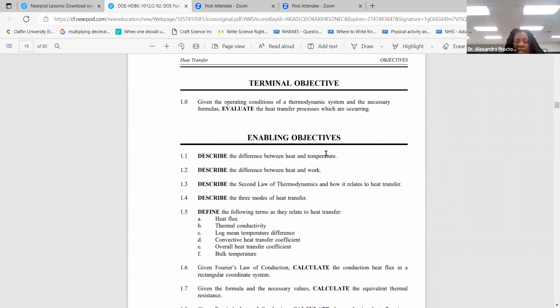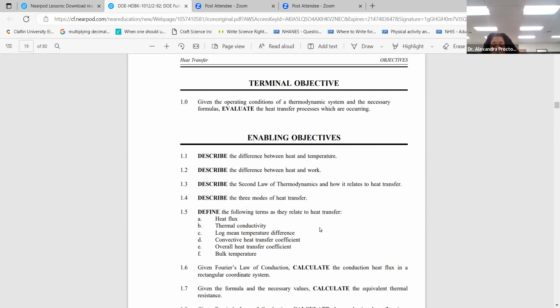So these are some of the objectives: given the operating conditions of a thermodynamic system and the necessary formulas, we're going to evaluate the heat transfer processes which are occurring. The enabling objectives: we're going to describe the difference between heat and temperature, the difference between heat and work, and the second law of thermodynamics and how it relates to heat transfer.